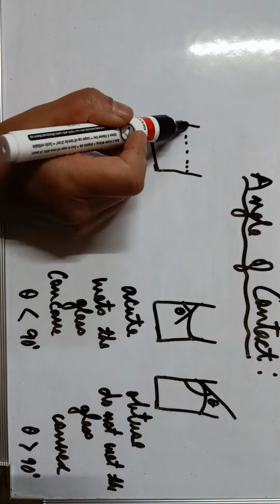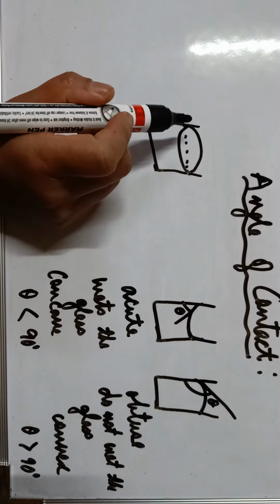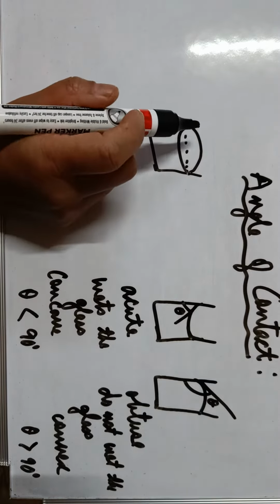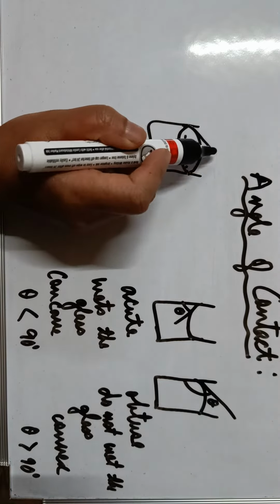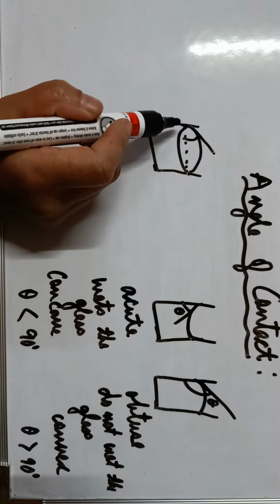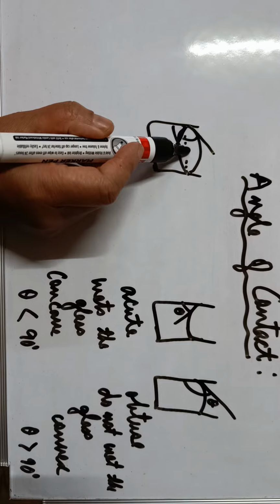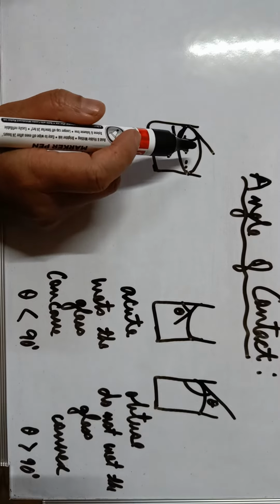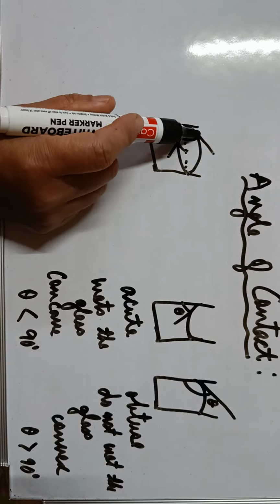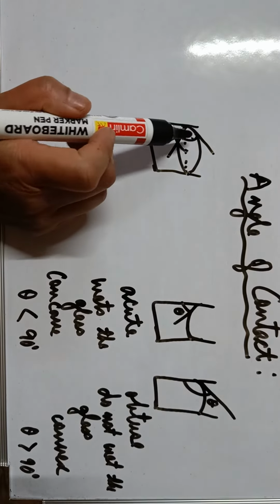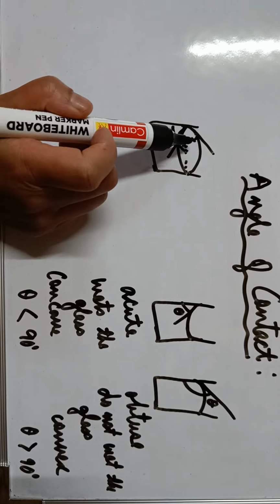If you make a tangent at this point, this is the angle of contact, or if you make a tangent at this point, this we have as the angle of contact. So the angle of contact is at the point of contact which the surface makes with the liquid. That we call the angle of contact. It means the angle of contact is the tangent which the surface makes at the point of contact. That gives you the definition of the angle of contact.